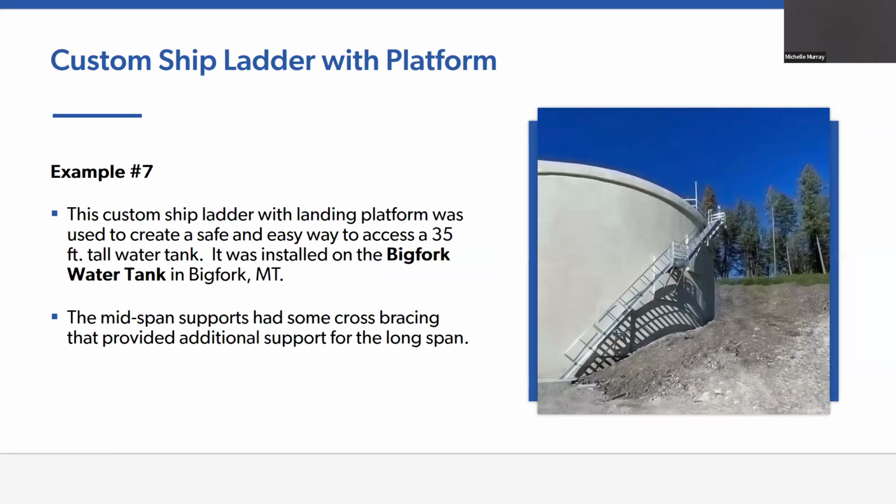This is a custom ship ladder with a platform. This is the Big Fork water tank in Big Fork, Montana. It's 35 feet tall overall. They needed an easy way to access the water tank. This was designed by the Big Fork Water District, and we worked with them on engineering and calculations were provided. The midspan supports have cross bracing that provide additional support for the long span. This was shipped in 3 sections, 2 ladders separate and 1 platform separate.